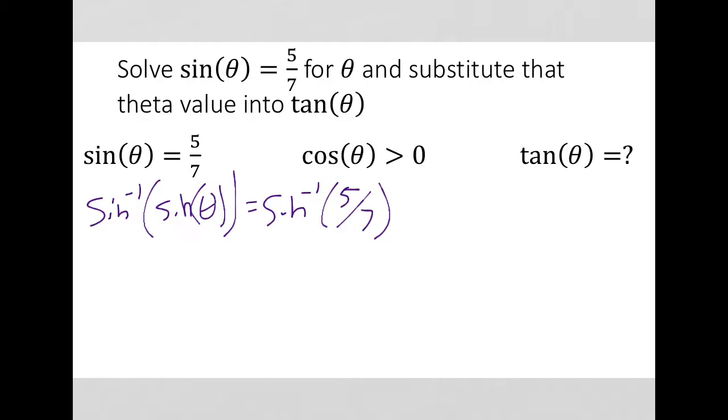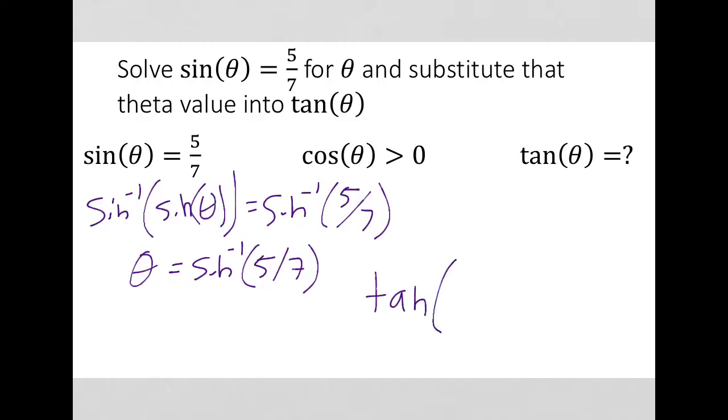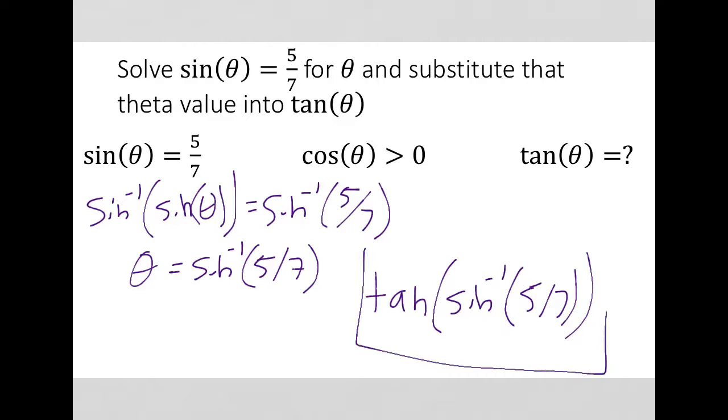Well, on the left side, the inverse of sine simplifies away to just theta equals the sine inverse of 5/7. Well, now think about if we plugged that into tangent of theta. Tangent of theta would then look like tan of sine inverse of 5 over 7. And so I could absolutely present this problem to you in that manner. I could say, what is tan of sine inverse of 5 over 7? And you would go about solving this the same exact way.